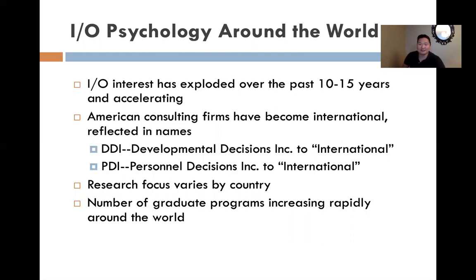IO psychology is really growing around the world, not just in the US. A lot of consulting firms now work internationally. Some old companies like DDI went from being Developmental Decisions Incorporated to Developmental Decisions International, and so forth. And there's more graduate programs around the world. The UK, Australia, New Zealand, and the Netherlands in particular have really, really big and good IO programs.